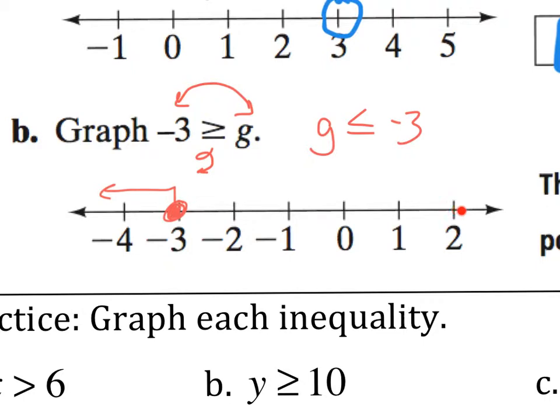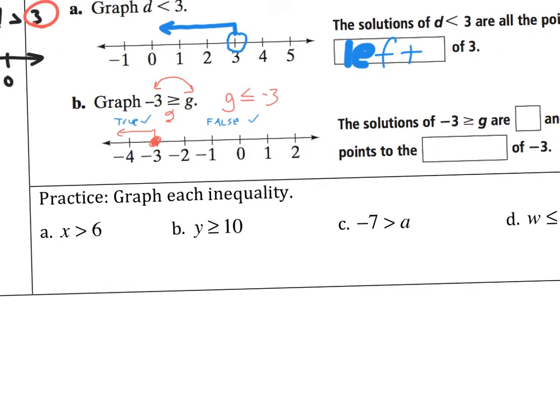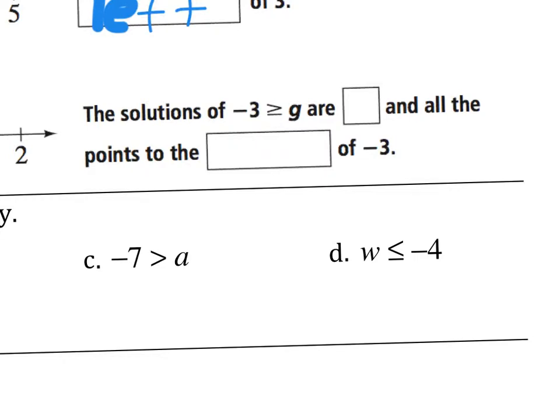So anything over here should give you a false check. And I'm just going to write that in, not that you have to. But this will give me a false answer when you check it. And this one over here will give you a true situation when you check it. And that includes the 3 because of the closed point. And over here, the solutions of negative 3 is greater than or equal to g are negative 3 and all the points to the left. So it includes the negative 3.